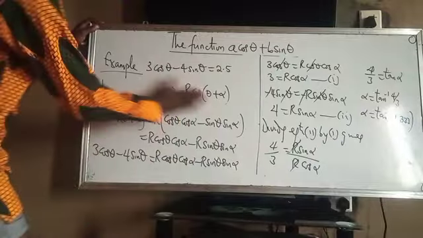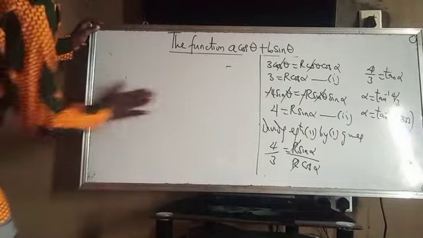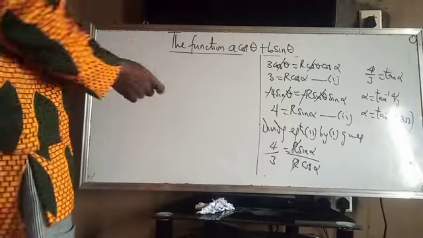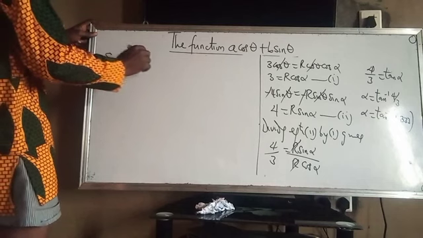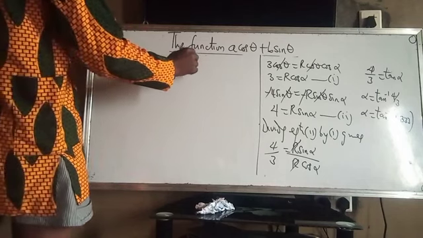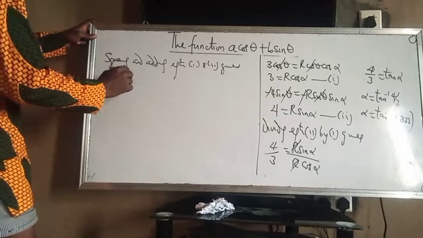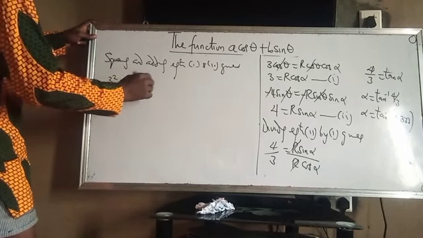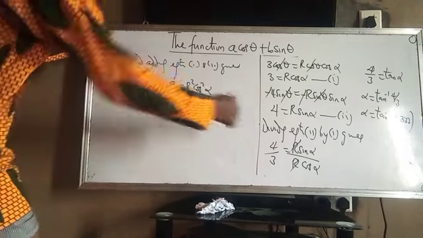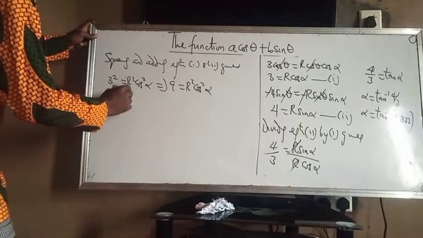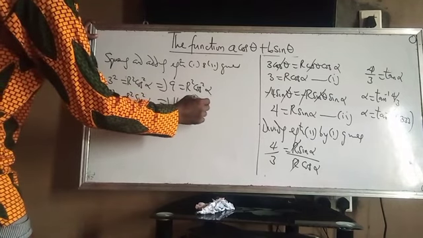How do we get our R? R is the next thing we must look for. Fine. Ordinarily, if you still remember very well, it's very easy to get R using our previous illustration. By squaring and adding equations 1 and 2, 3 squared is R squared cos squared alpha, which is 9 equals R squared cos squared alpha. The second one, 4 squared equals R squared sine squared alpha, which is 16 equals R squared sine squared alpha.